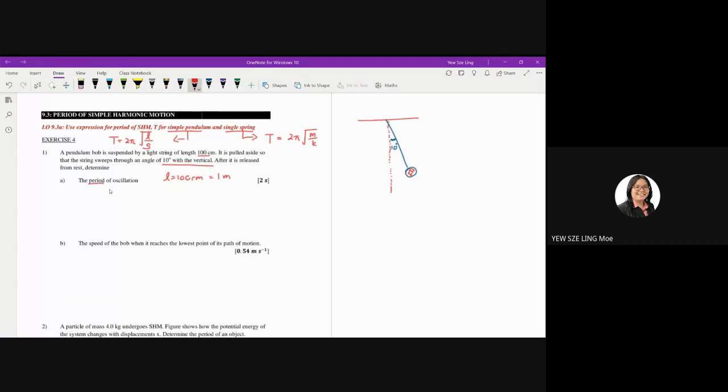So how to calculate the period? The period is T equals 2 pi square root L over g. You have L, the length, which equals 1 meter. g is a constant value, so we know g equals 9.81 m s^-2. So straight away you can calculate T. T equals 2 pi square root 1 over 9.81. So it is equal to 2 seconds.